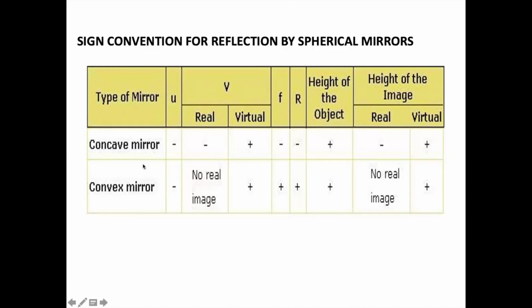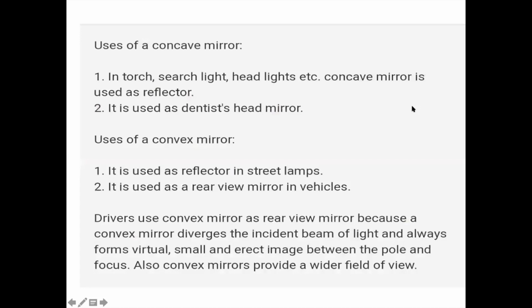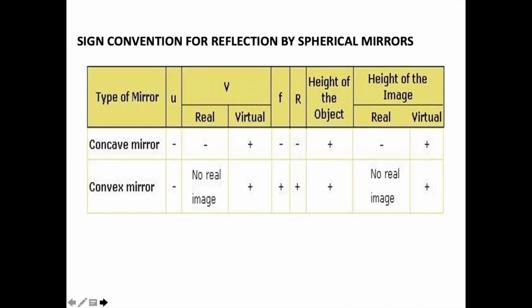Just if you see the concave mirror, U means the object distance, V means the image distance, F means the focal length, R means the radius of curvature, H means the height of the object. The H can be real also, it can be virtual also. So let us understand, in case of a concave mirror or a convex mirror, U is going to be negative. Why negative? I will show you in the next slide. Remember that U is always negative in case of a concave mirror or a convex mirror.